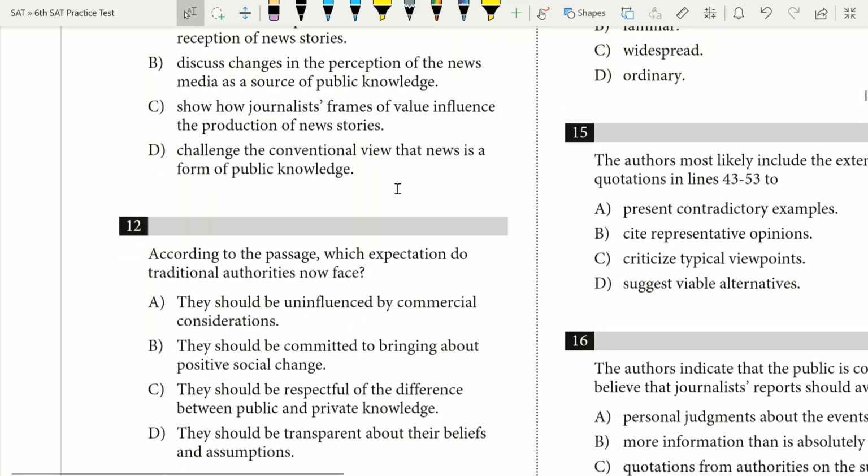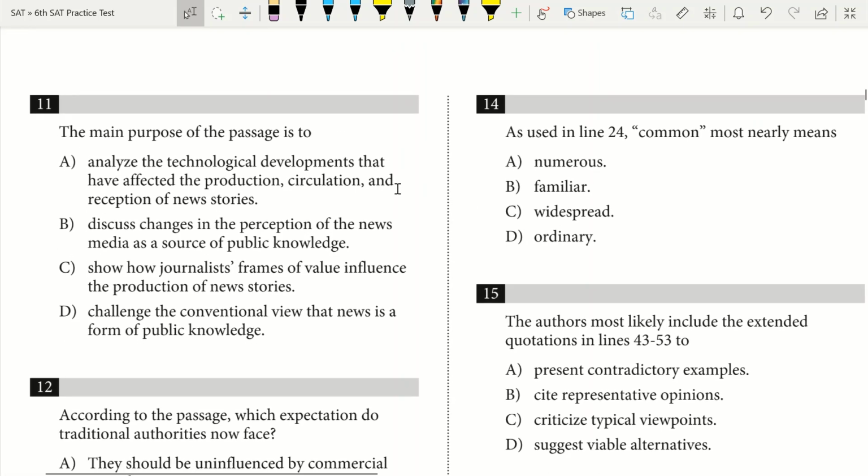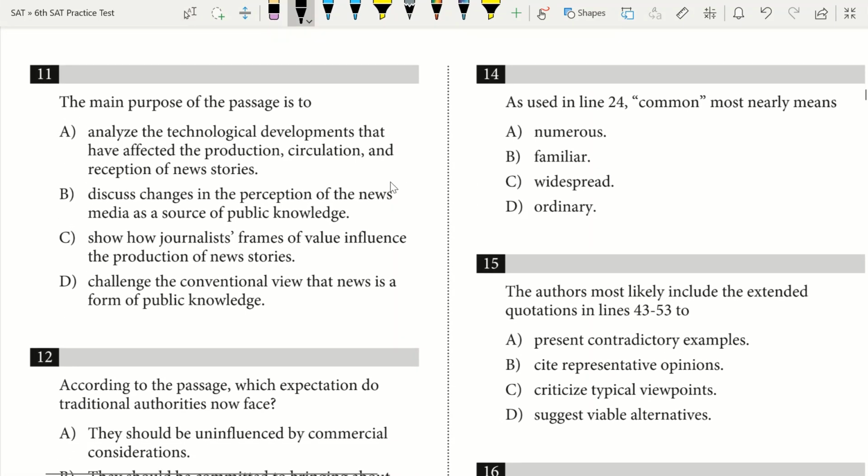Okay, and then I have my table, and now I get into my questions. So let's go and get started with our questions. So the main purpose of the passage is what? Well, anytime I'm asked for my main purpose, I want to think big picture. What's the goal of this passage?